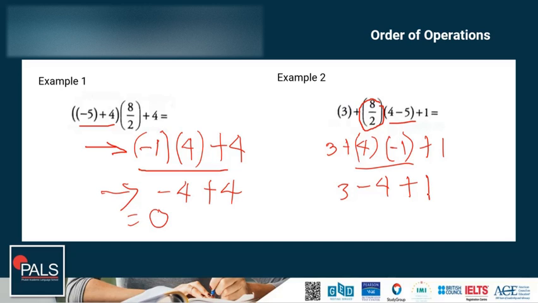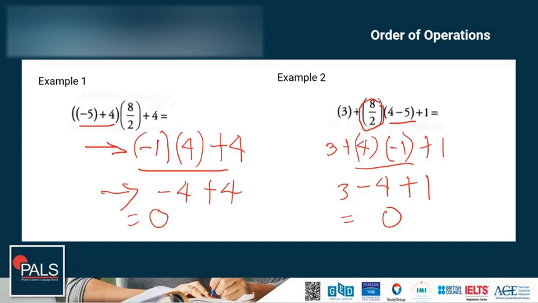addition and subtractions are now arranged in order. So we will work out the addition and subtraction from left to right. So we will do 3 minus 4, which is -1. And -1 plus 1 is equal to 0. So the answer in example 1 and the answer in example 2 are both 0.